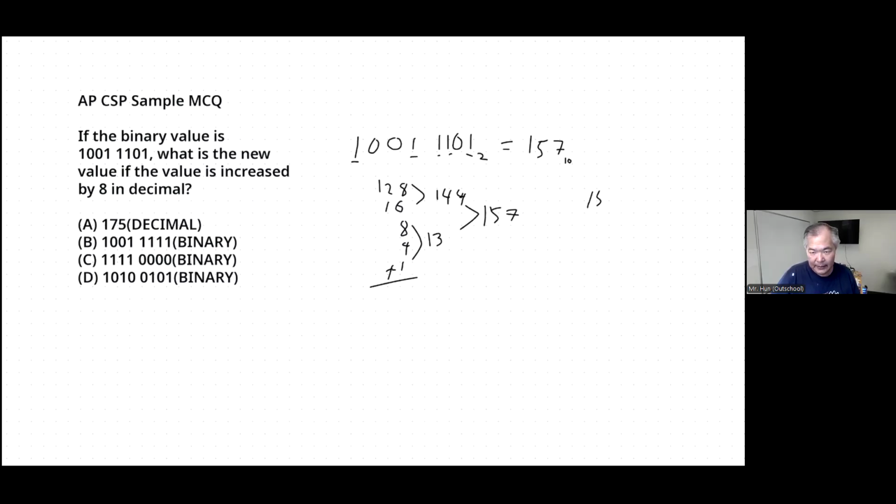Now we take 157 in decimal and add 8 in decimal. 7 plus 8 is 15, carry the 1. 5 plus 1 is 6. Bring the 1 down, that's 165. Again, that's decimal. Then we have to take the decimal value 165 and convert it back into binary.